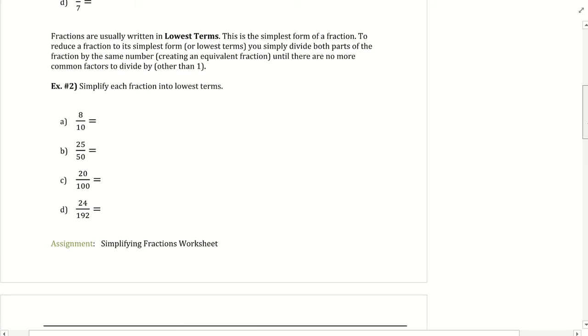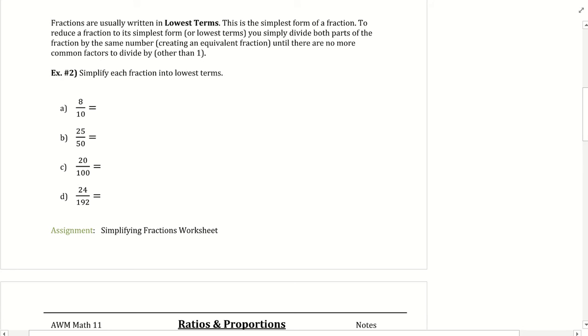So let's take a look at another part of fractions. We usually write fractions in lowest terms. This is the simplest form to write a fraction. To reduce a fraction to the simplest form, or the lowest terms, you must simply divide both parts of the fraction by the same number, creating an equivalent fraction. There are no more common factors to divide by other than 1.